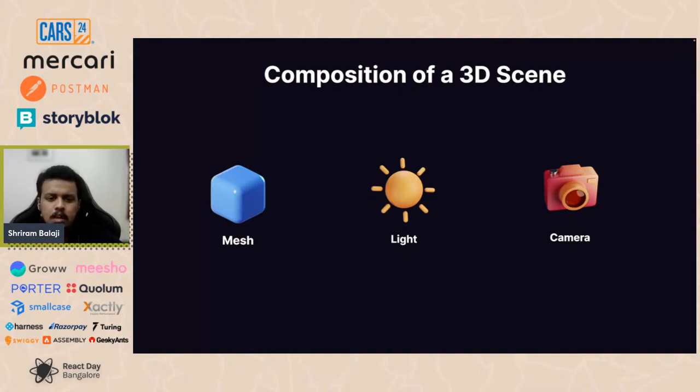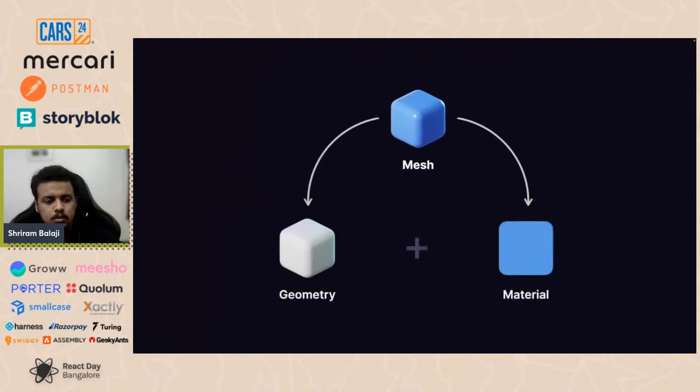So lights and camera are probably something that you understand, but what is a mesh, right? A mesh is basically two things: geometry and material. What is geometry? Think of this as a plastic cube, a blue plastic cube, right? In this case, the cube is the geometry, and the blue plastic that you see is the material. So you could extend that to any 3D object in general, right?